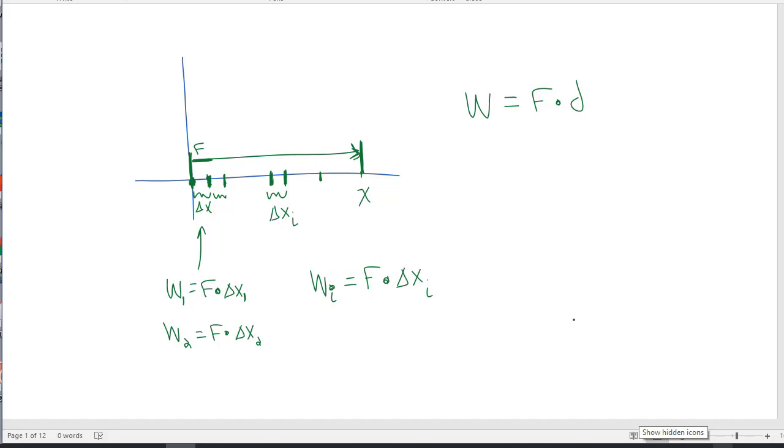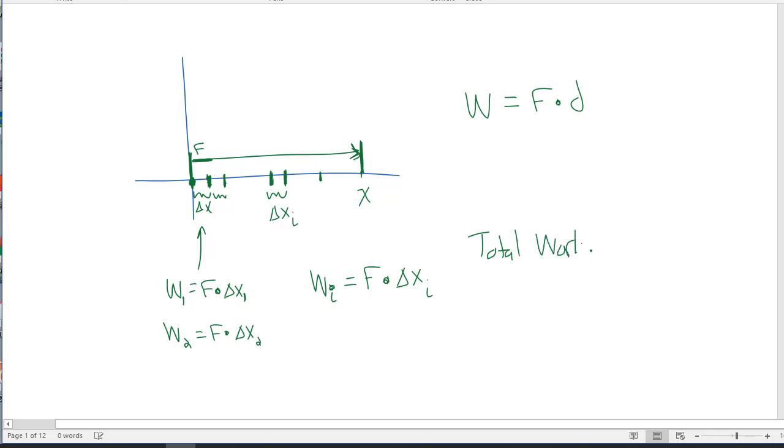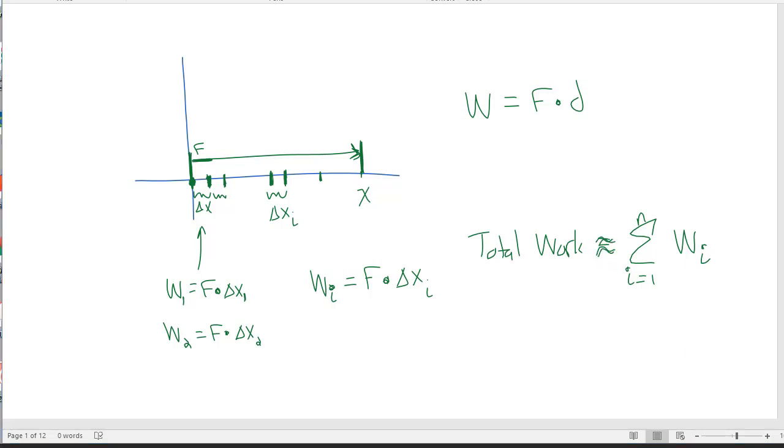Now again, typical process in calculus, we're going to say the total work is going to be the sum of all of those individual pieces of work for the n segments that we cut this into. Just like with area under the curve, we use n rectangles. Now the total work is approximately that value. Let me switch that symbol.